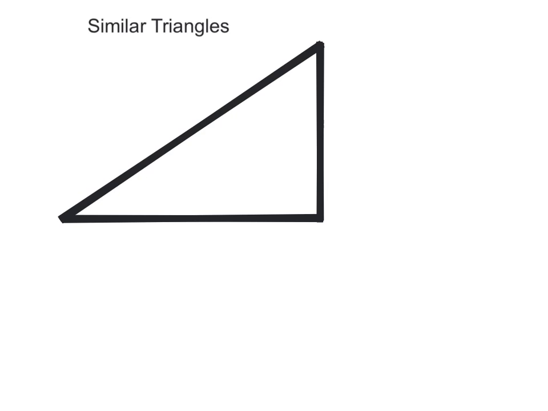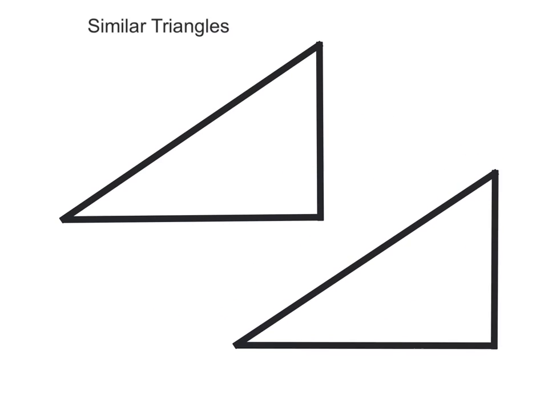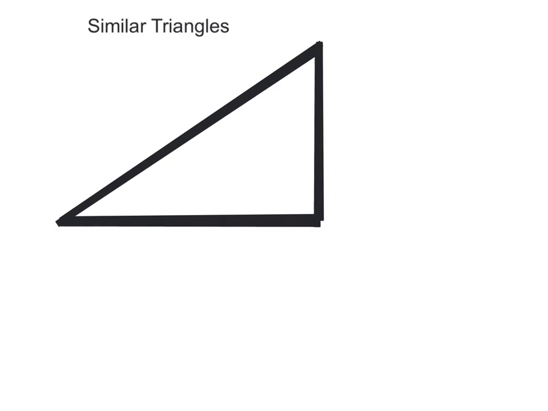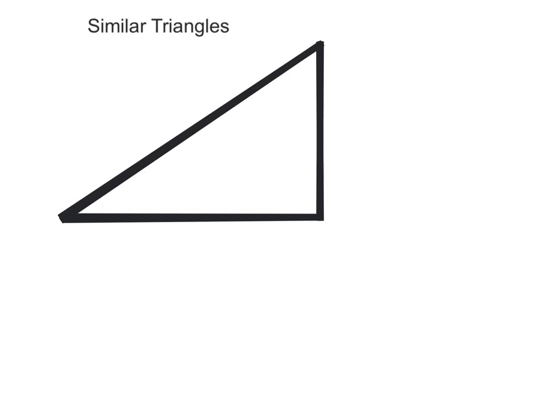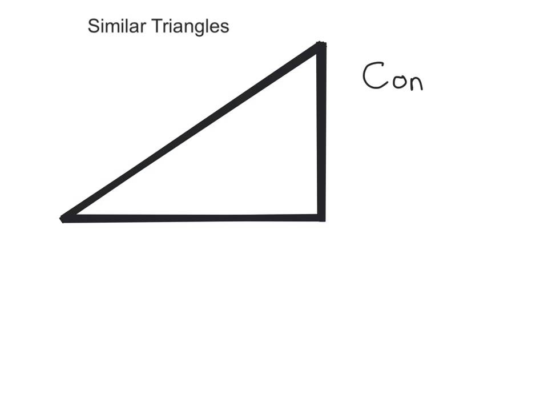So looking at similar triangles here, there are two triangles, one on top of each other. They're identical, these two triangles, because if you put one on top of the other, it fits exactly. Therefore, these two triangles are called congruent.